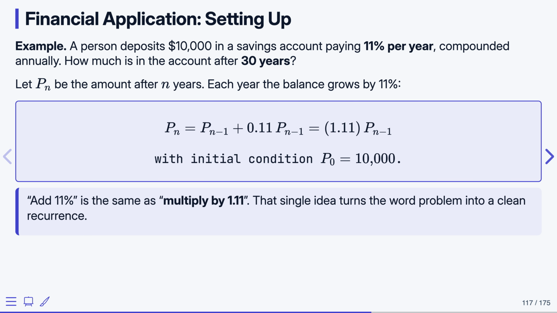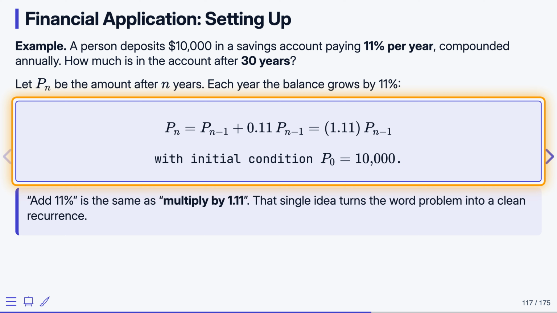Let us model money in a bank account. A person puts $10,000 into a savings account. Each year the bank adds 11% interest, compounded annually. That means the interest is added once per year, and then itself earns interest next year. We want the balance after 30 years.